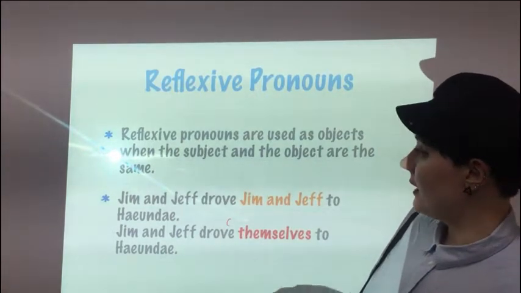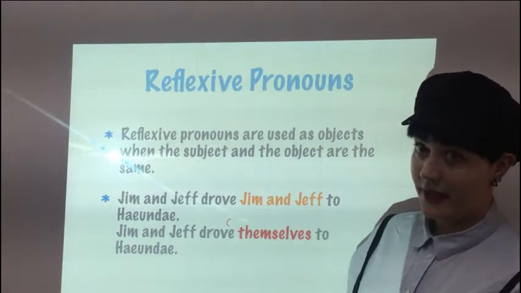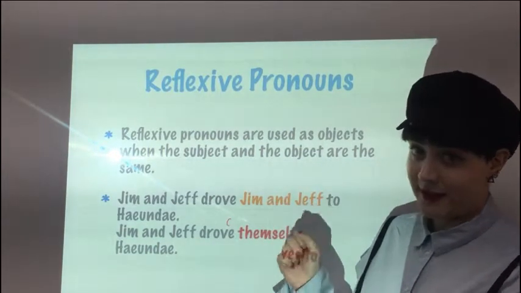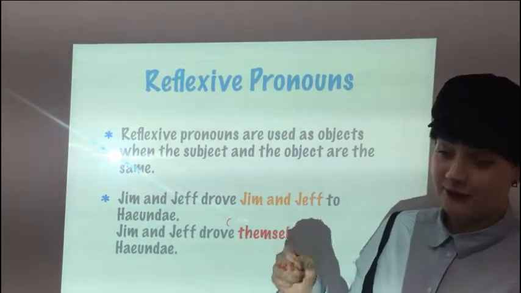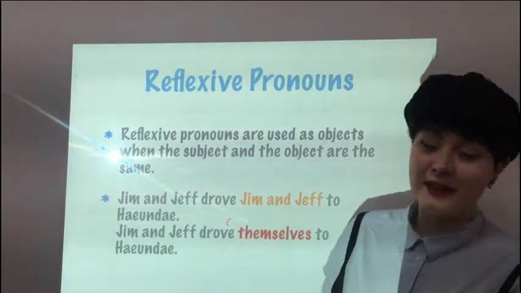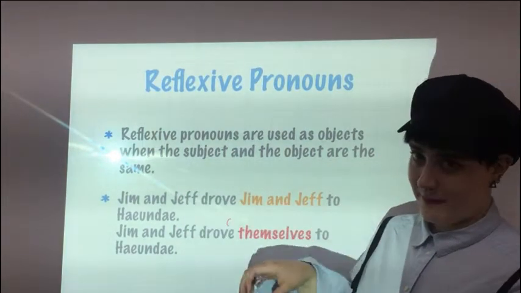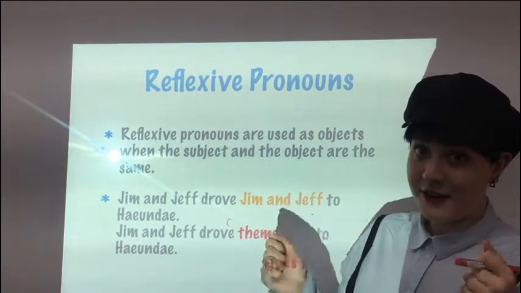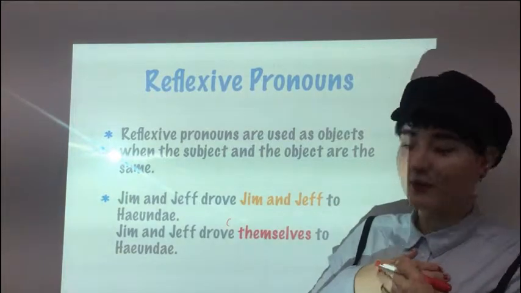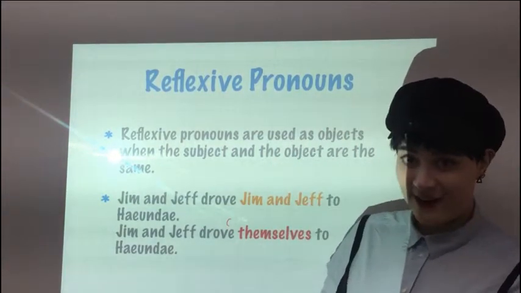Another example: Jim and Jeff drove Jim and Jeff to Hyundai. Jim and Jeff are sitting in a car and it's only Jim and Jeff. And they drive themselves to Hyundai. They don't drive, I don't know, Auntie Kim. No, they drive themselves. Only Jim and Jeff are in the car going to Hyundai. So we use themselves because we have two people sitting in the car.